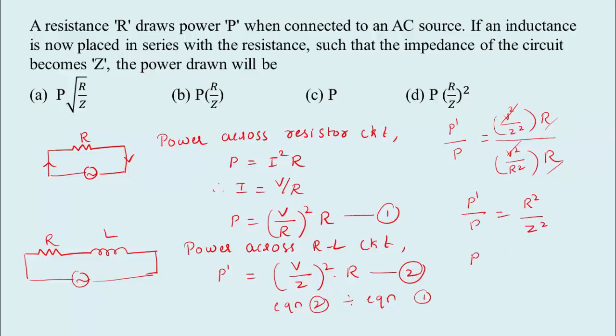So P dash equal to P into R divided by Z whole square. So R by Z whole square into P is the power drawn in the second case, that is in the RL circuit. That is, option D is right.